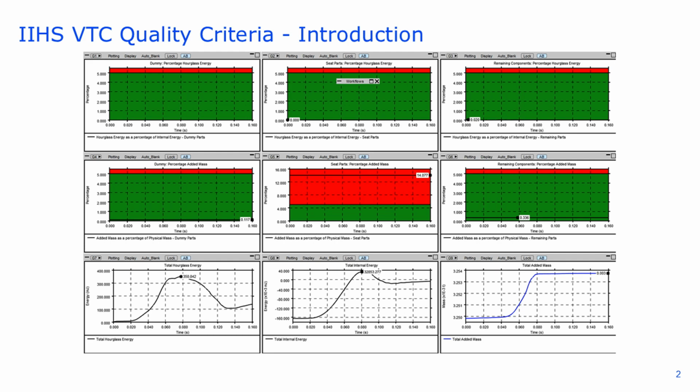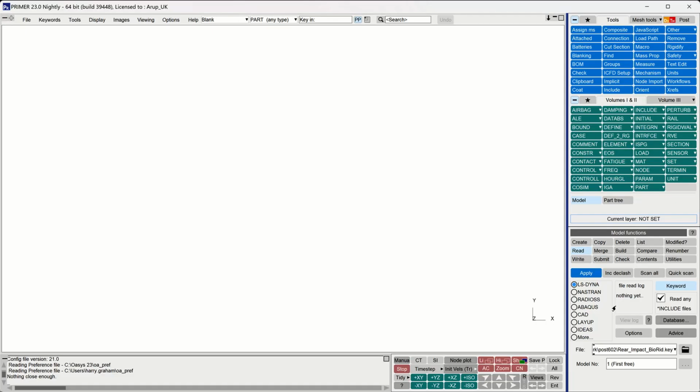You can set up the tool in Primer and then perform the quality criteria checks in THIS. There is also a reporter template available for automation. First, let's look at Setup in Primer.